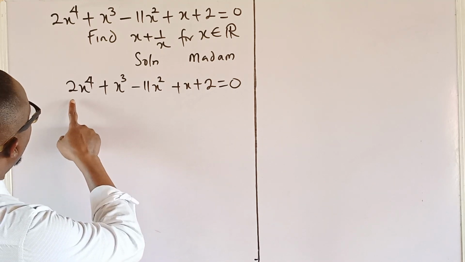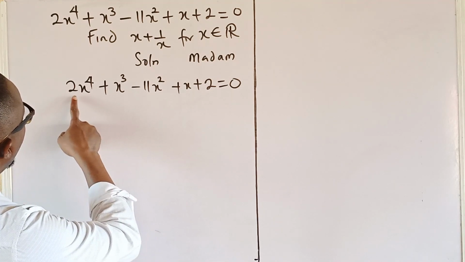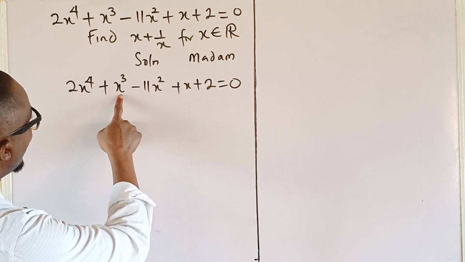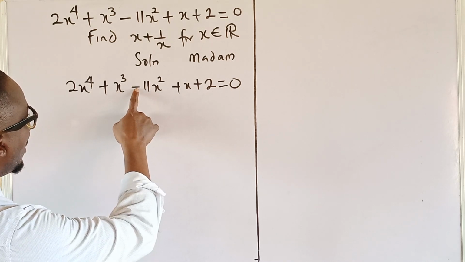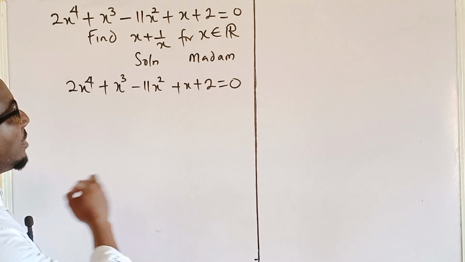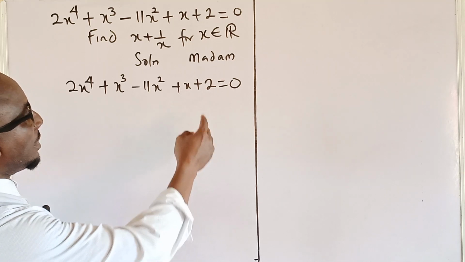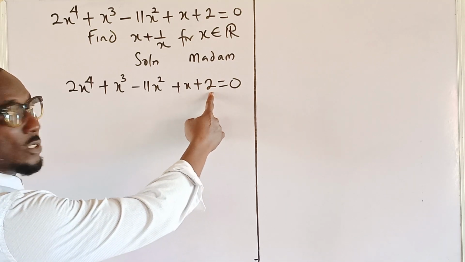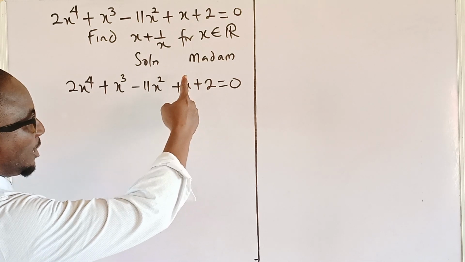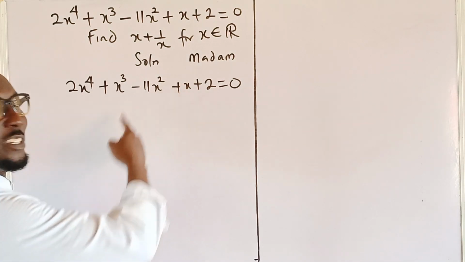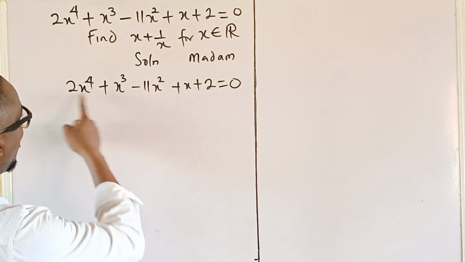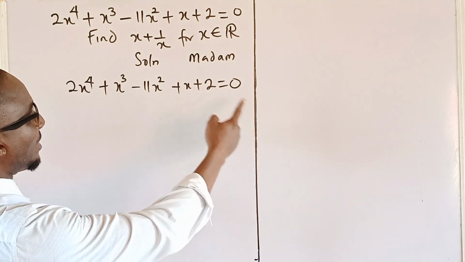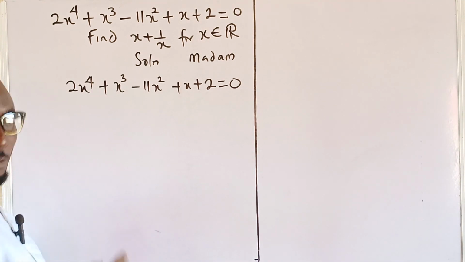If you look at the coefficient of s to the fourth here, that's 2. Coefficient of s cubed, that's 1. Coefficient of s squared, that's -11. That's from the left end. If I also come from the right end, the constant term here is 2. Coefficient here is also 1. And I have -11. So from the left, 2, 1, -11. From the right, 2, 1, -11.